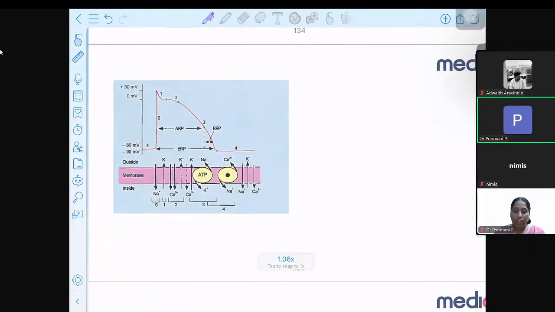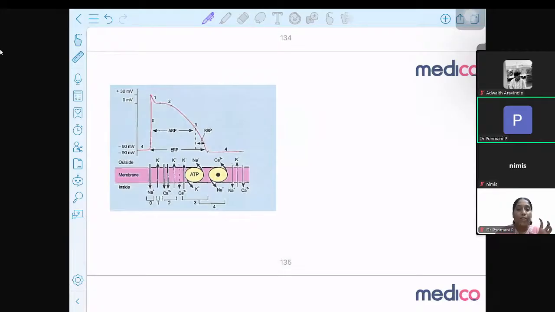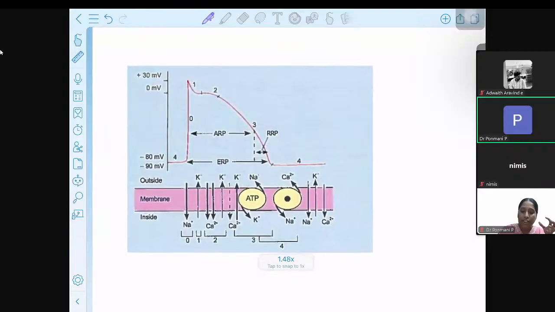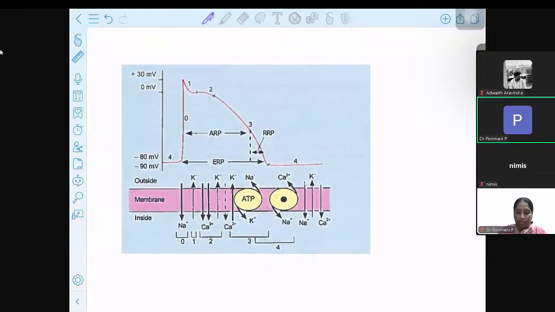So just now we saw how an action potential for an SA node looks. Now we are going to see how the action potential for a cardiac cell looks. So here you have around 5 phases, that is phase 4, 0, 1, 2, and 3. What is happening in phase 4? Phase 4 is the resting membrane potential, which is maintained at minus 90 millivolt. In phase 0, what is happening? From minus 90 millivolt, the voltage is shooting up to plus 30 millivolt.